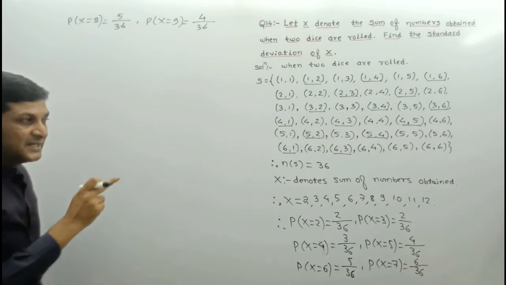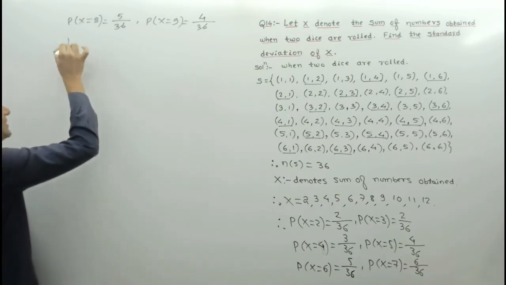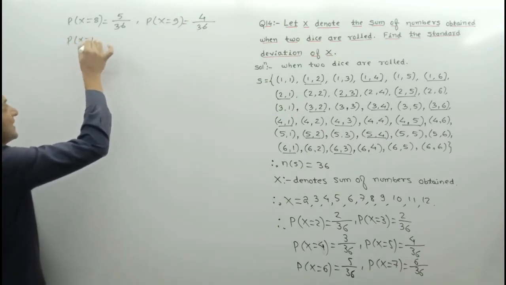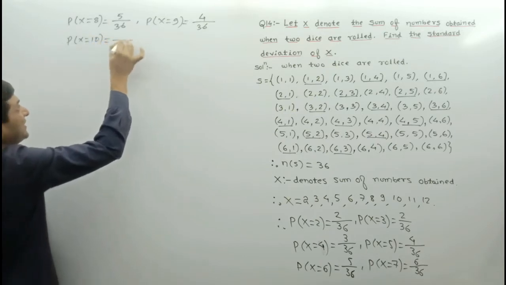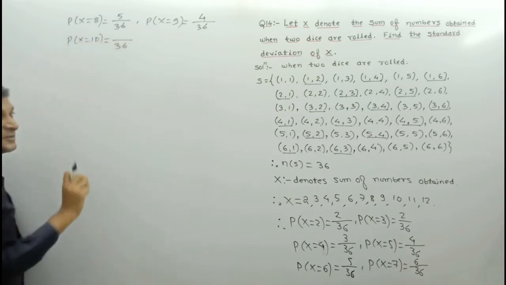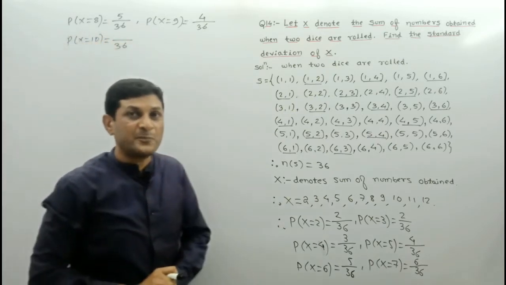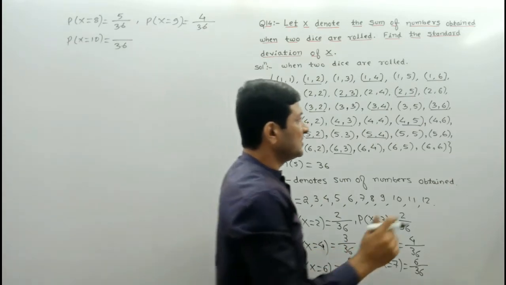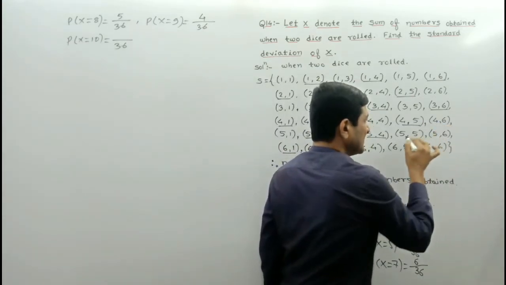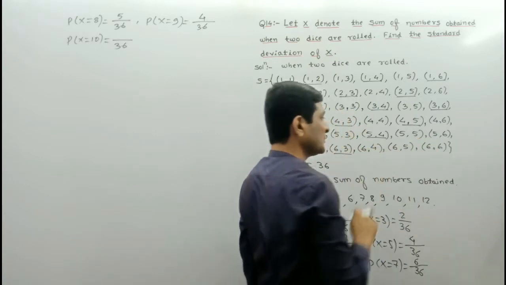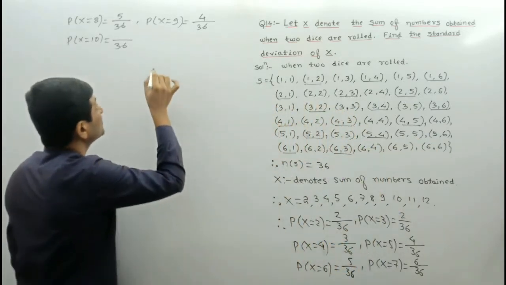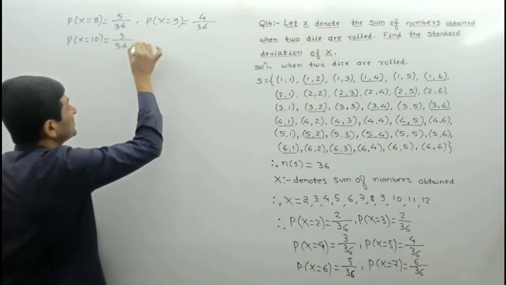Later on we are finding the probability when x is equal to 10. So find such numbers where the sum of the two numbers obtained is 10. Here we can observe that 4 plus 6 is 10, 5 plus 5 is 10, and 6 plus 4 is also 10. That means a total of 3 elements where the sum is equal to 10.